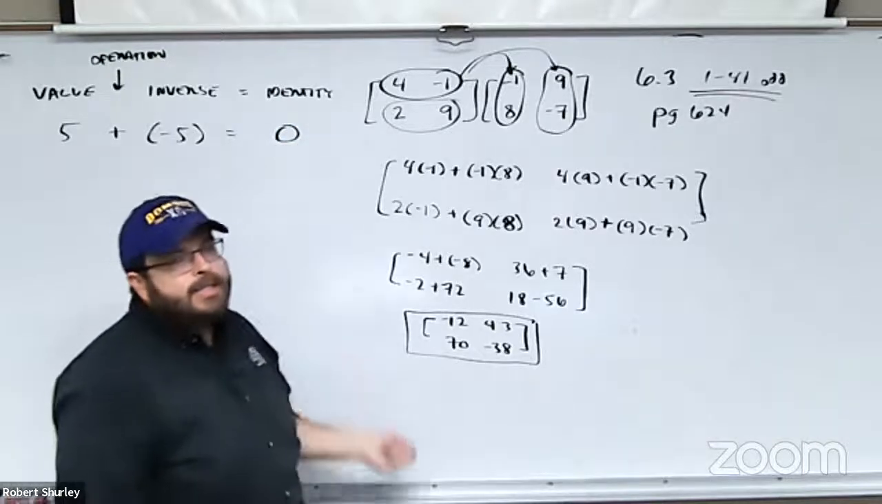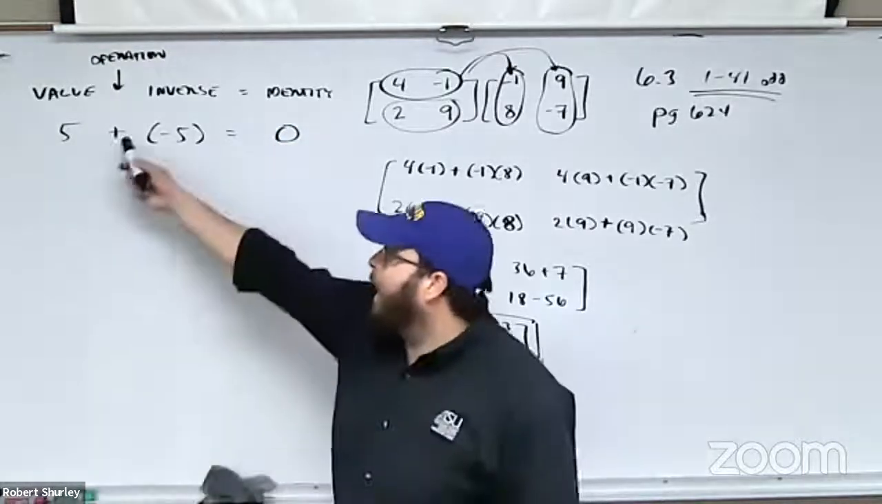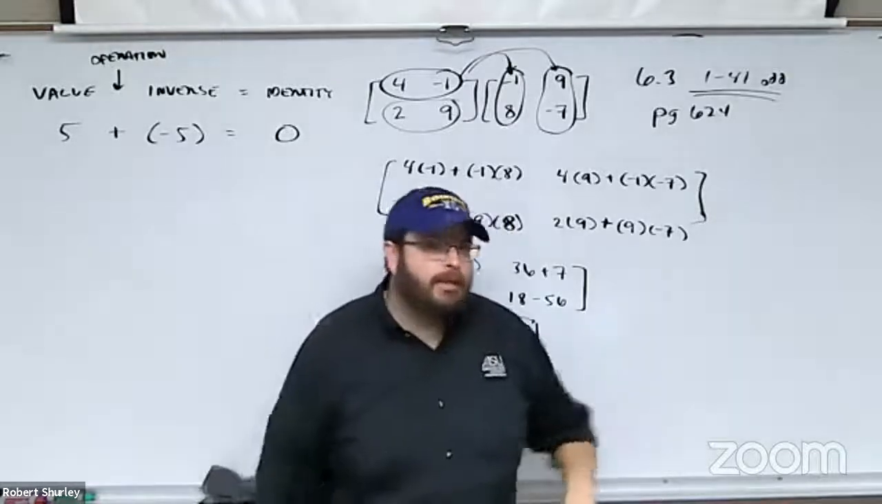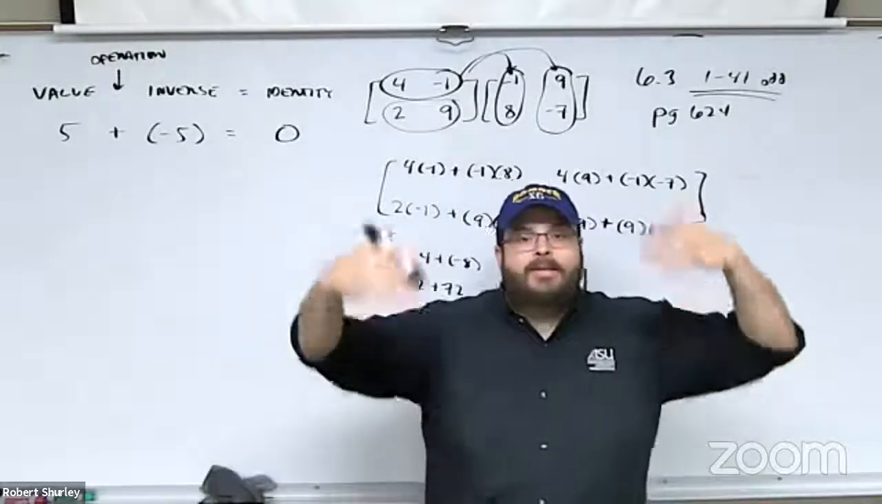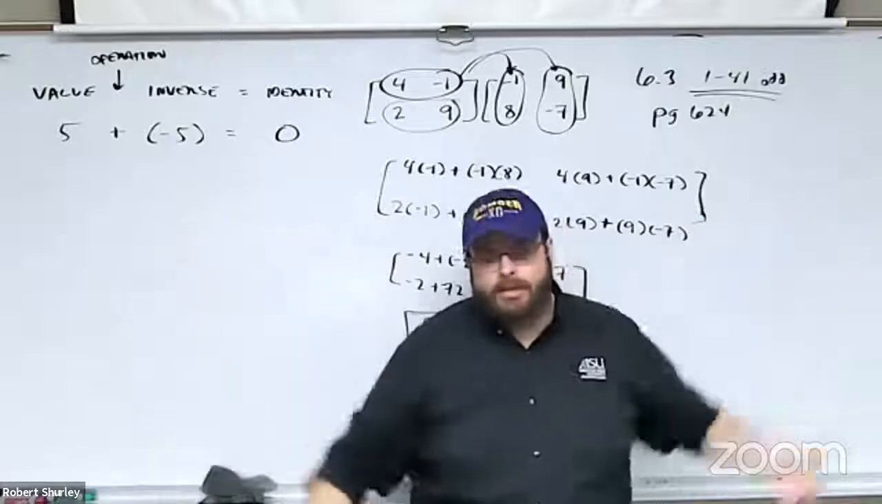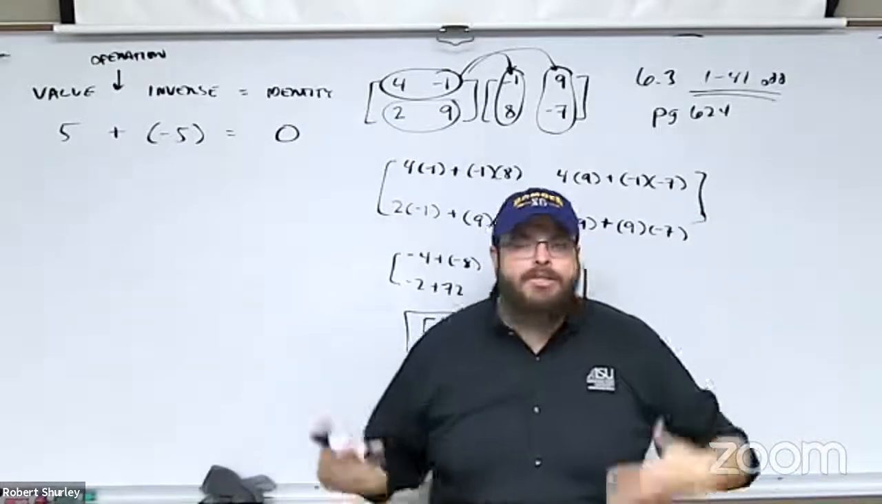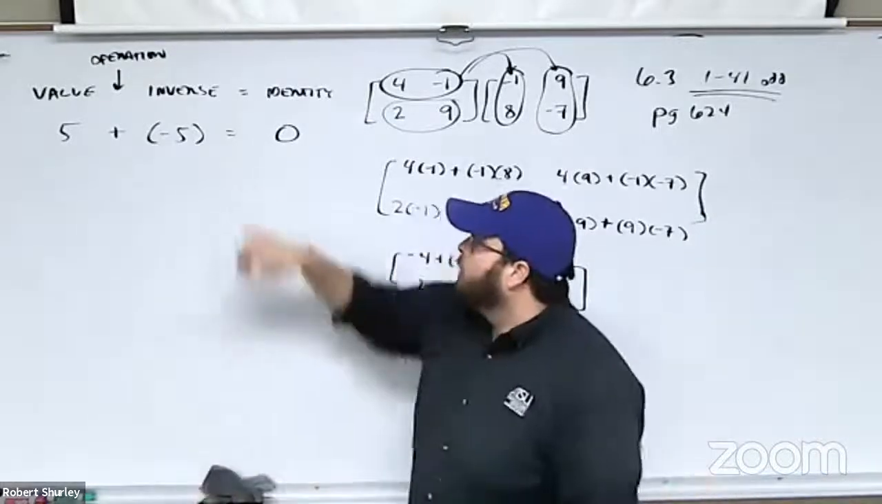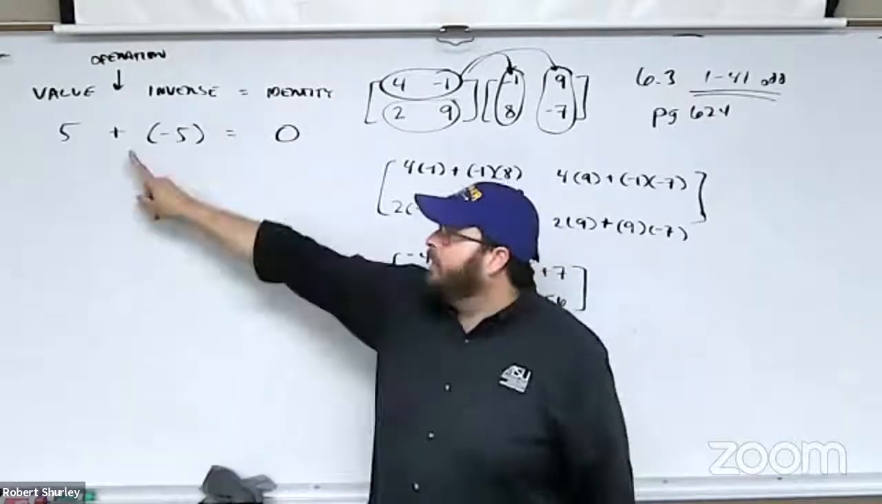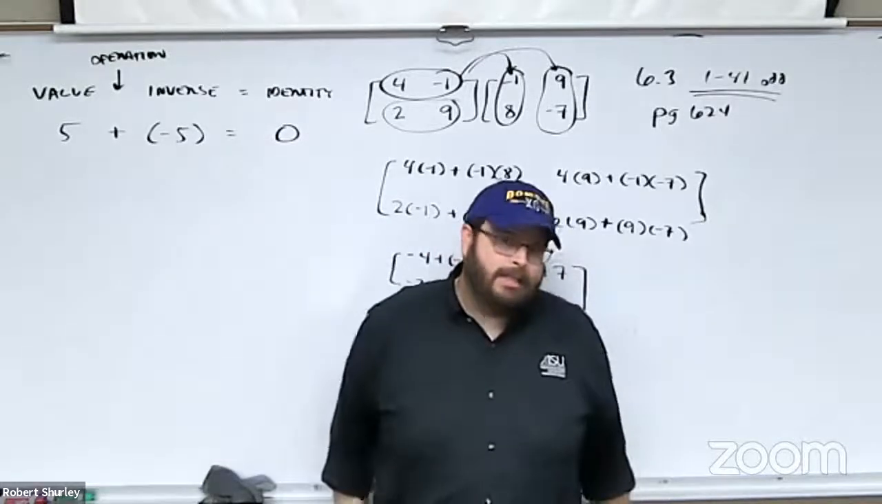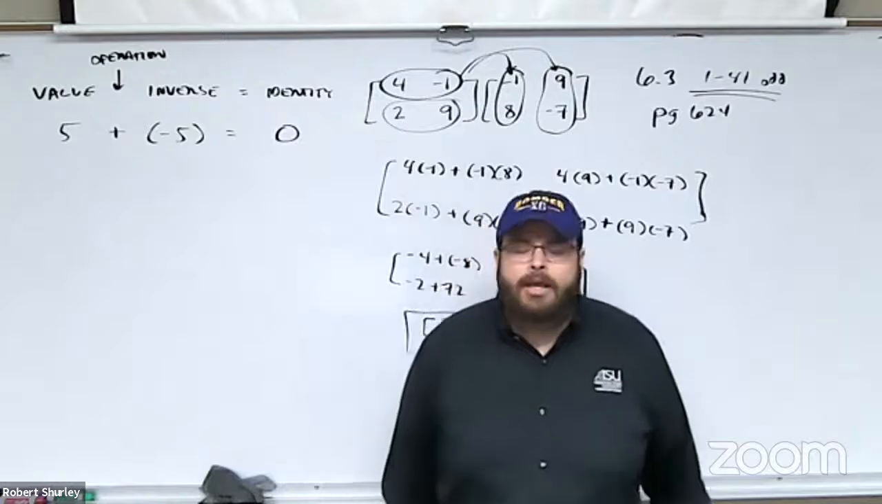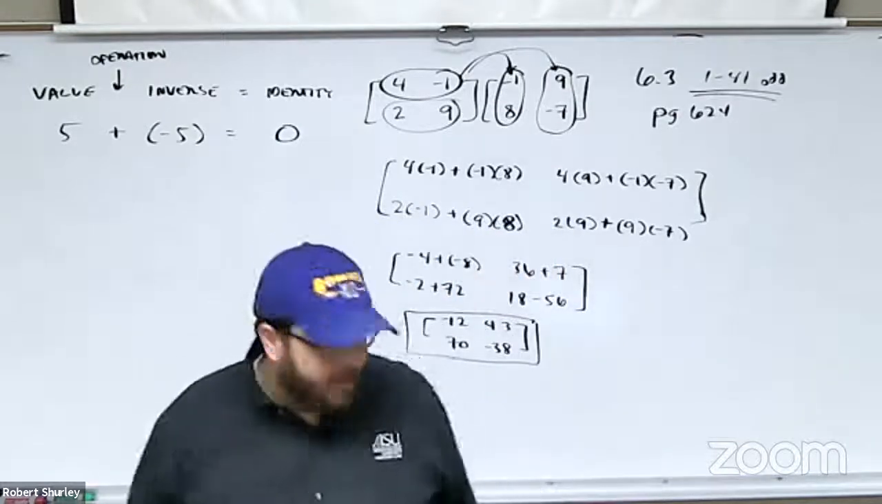And the reason it's 0 is because if you add 0 to anything, it does not change the number, right? 7 plus 0 is 7. -pi plus 0 is still -pi, okay? So therefore, that's considered the additive identity.